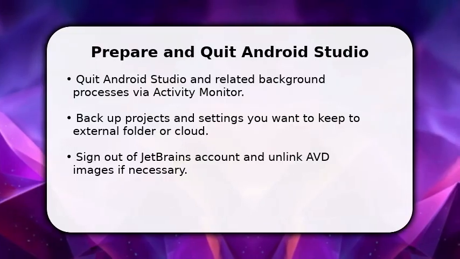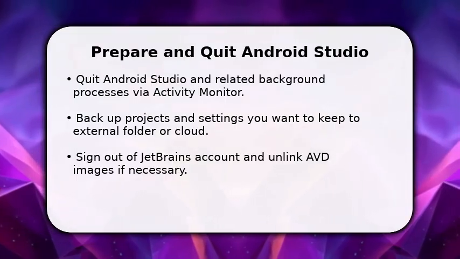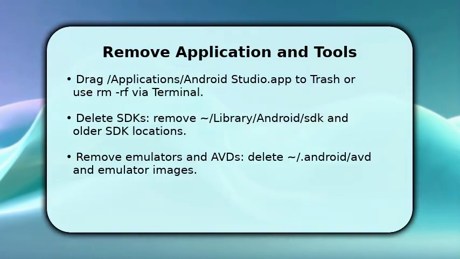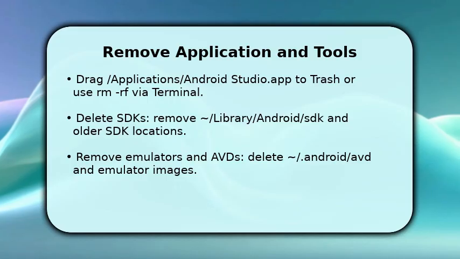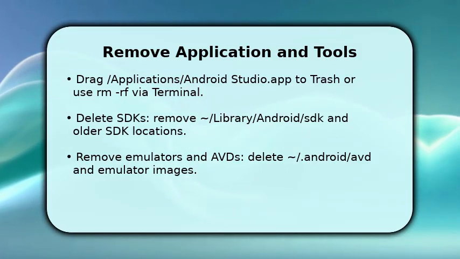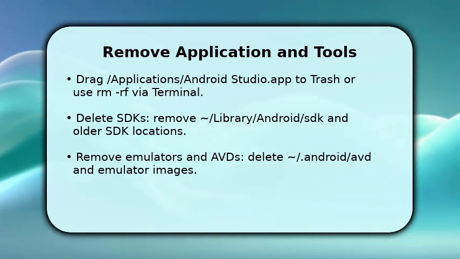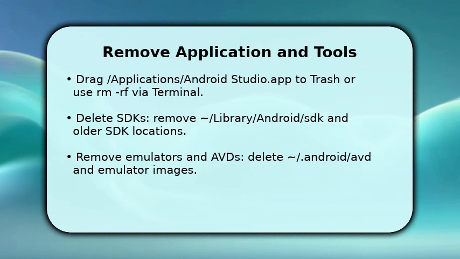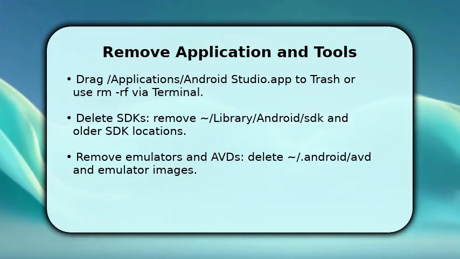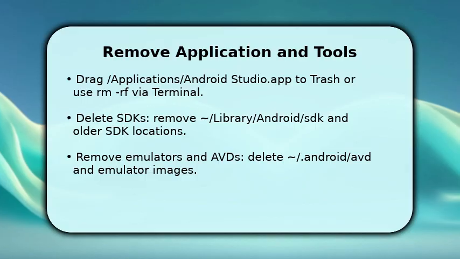Drag Android Studio from Applications to Trash or run sudo rm /Applications/Android Studio.app if you prefer terminal, be careful with rm -rf. Then delete the Android SDK directory, commonly at ~/Library/Android/sdk or ~/Android/sdk, because the SDK holds platform tools and system images. After that, remove emulator files and virtual devices. Finish by cleaning configuration, caches, and support files to fully uninstall.